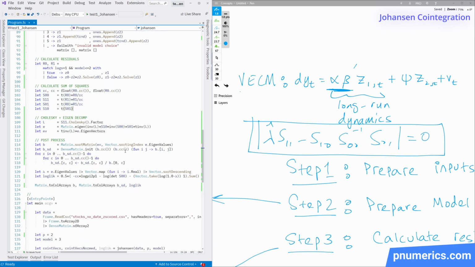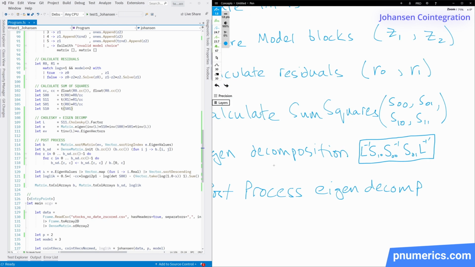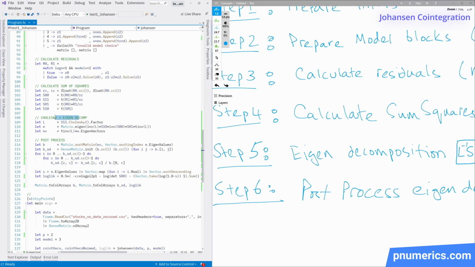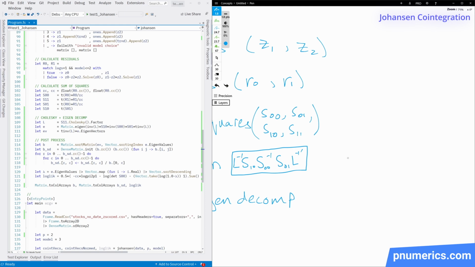Okay? And this brings us to our key section, which is the Eigen Decomposition section. Now, the Eigen Decomposition boils down to, so this is step 5. The Eigen Decomposition boils down to this. This can also be thought of as taking, what is L? So L is, you're taking S11 negative half, S10, S00 inverse, S01, S11 negative 1 half transpose.